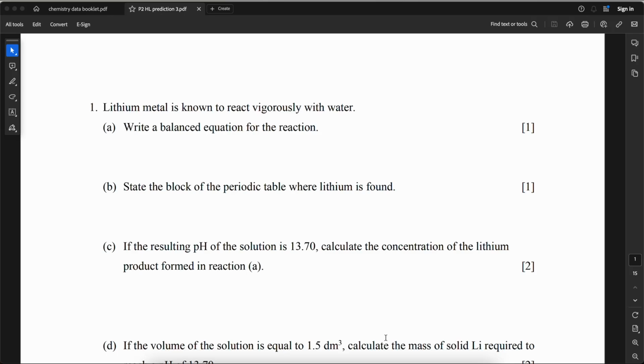Today I'm going to explain another example of prediction questions of IB Chemistry Paper 2 higher level. It is not 100% guaranteed this question will appear in the exam. Instead, you can treat these questions as a mock exam to check whether you're ready for the exam or to check what kind of topic that you're still struggling with.